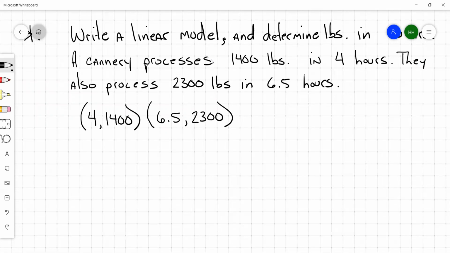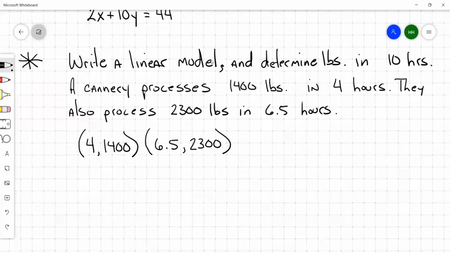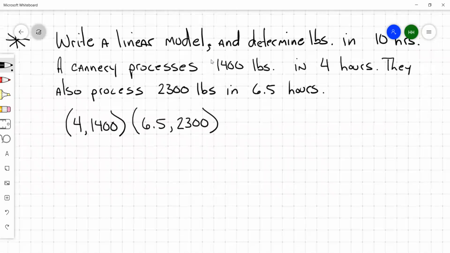So what you need to do is write a model and then figure out the 11 hours. Wait, how many hours did I say? 10 hours. Okay? So in 10 hours, they process. That's part of the question. So they're giving you 2 points. The first thing you're going to do is find the slope of the line that the 2 points would sit on if you graphed them.